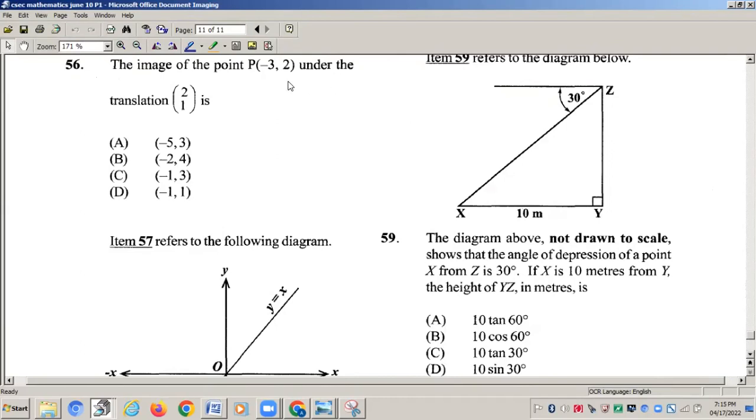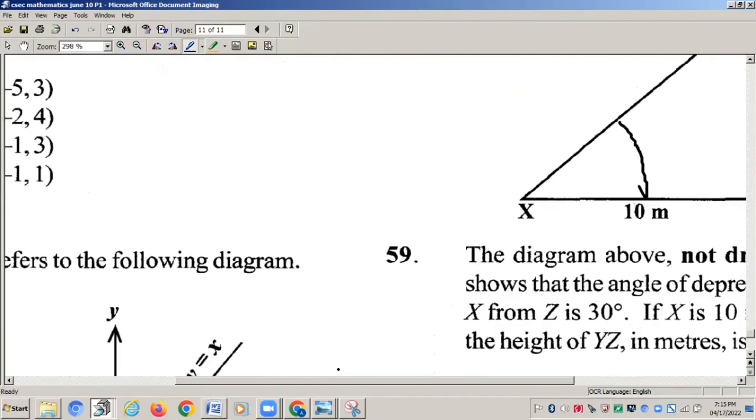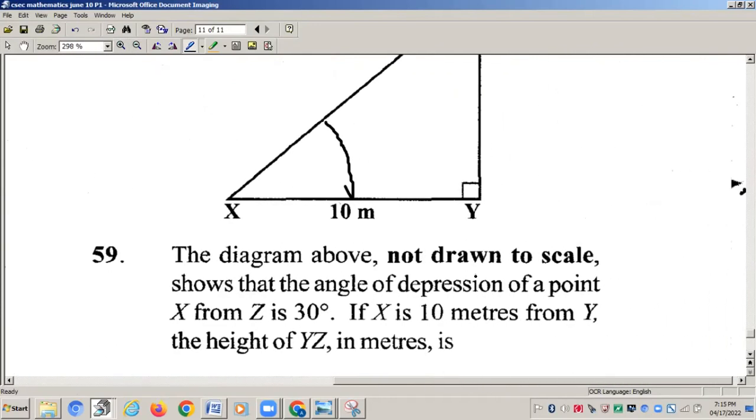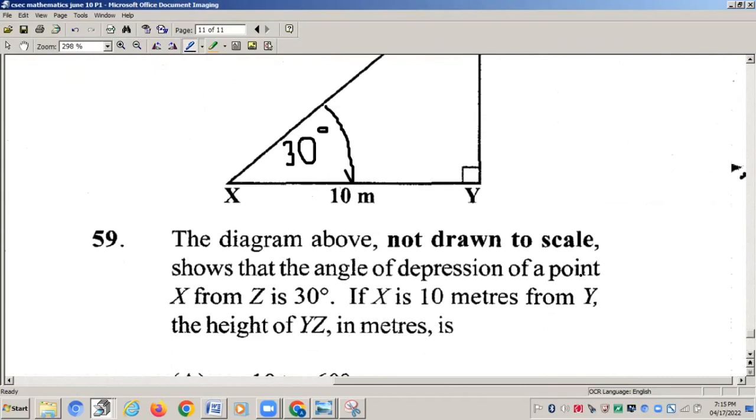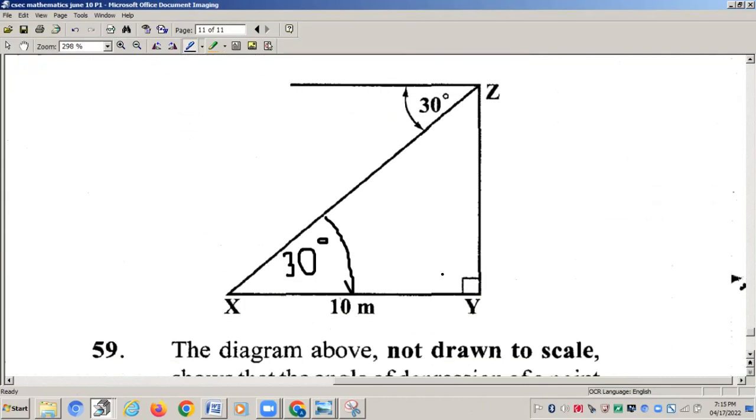All right. In the interest of time, so this angle here is 30 because this is an alternate angle. So even though they talk about depression, ignore that. So let's label the sides now.